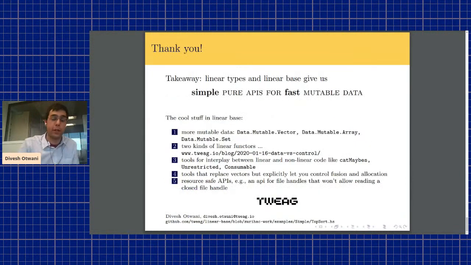Anyway, thank you for listening. The takeaway of this discussion is that linear types and linear base give us a simple and pure, friendly API for fast mutable data.